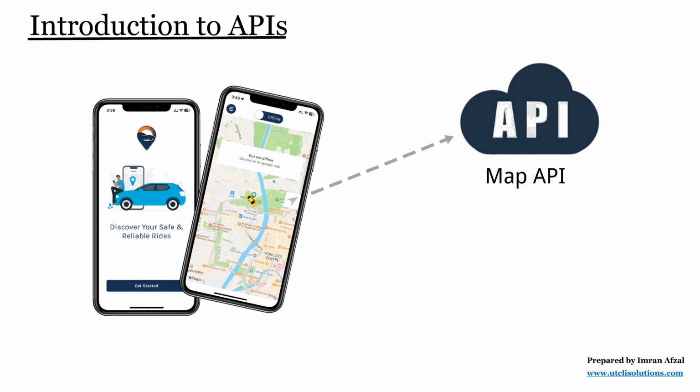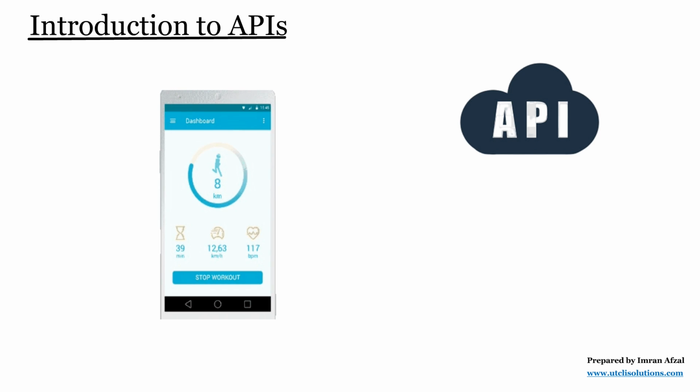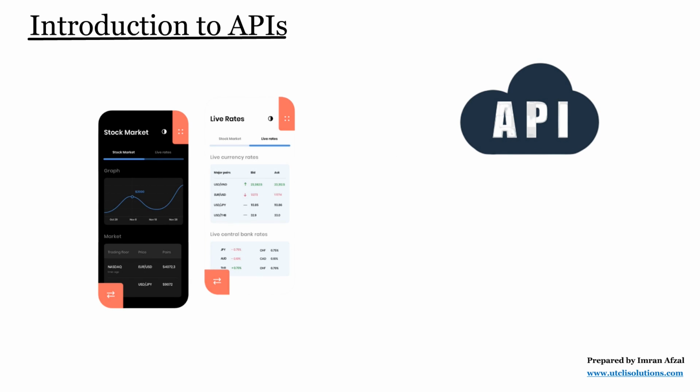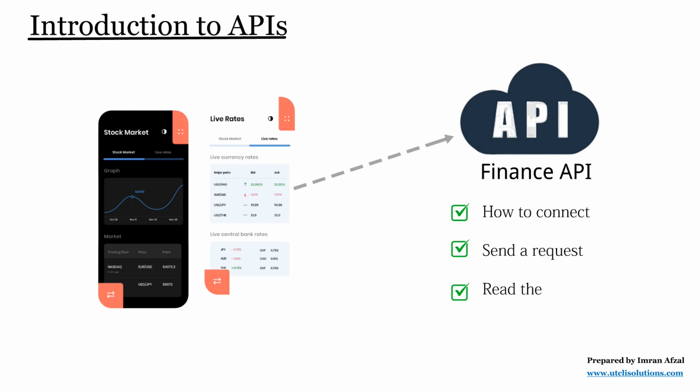In Python, working with APIs means you can make your app smarter and more connected to the real world. You can build a fitness app that uses a health API, or a stock app that shows real-time prices using a finance API. All of this becomes possible by simply learning how to connect, send a request, read the response, and use that data. Let's look at how Python helps in this process.